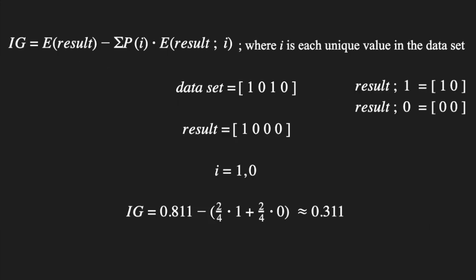In the example below, the result set corresponding to I equals 1 is 1, 0. The one in the first position in the dataset corresponds to the one in the first position in the result set, while the one in the third position of the dataset corresponds to the 0 in the third position of the result set. Similarly, the result set corresponding to I equals 0 is 0, 0. From then on, the calculation is straightforward.